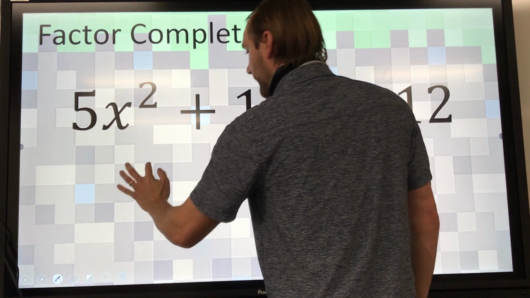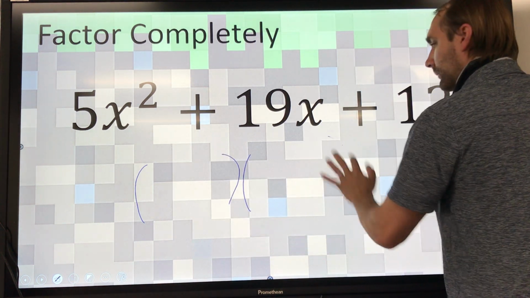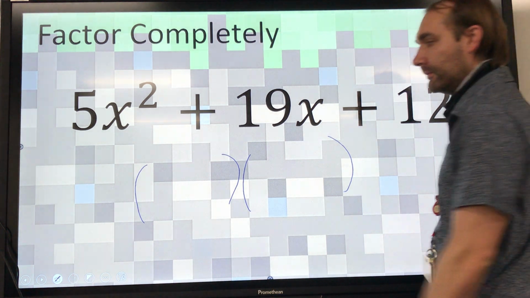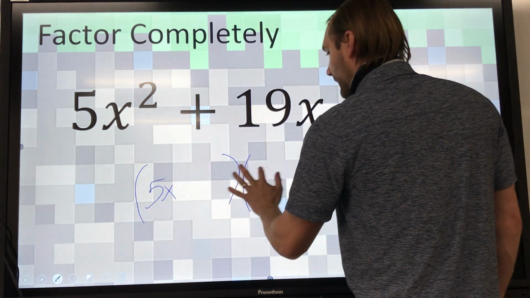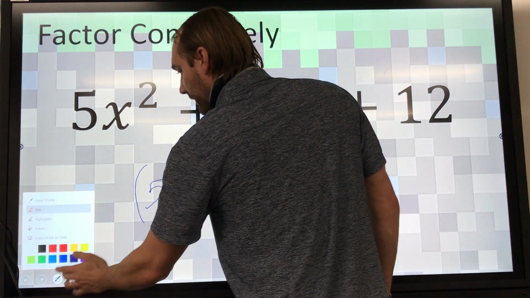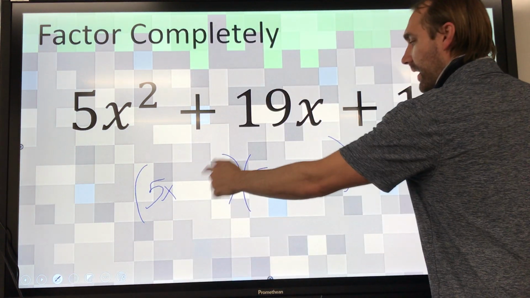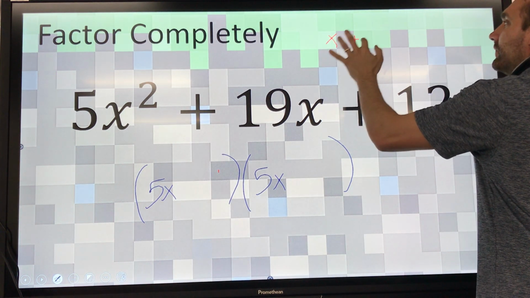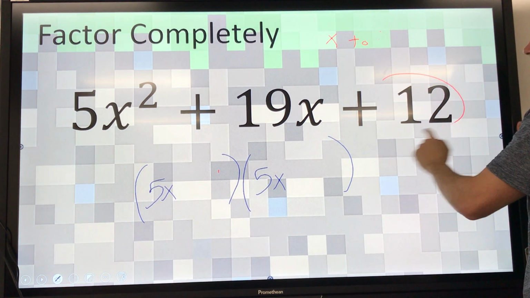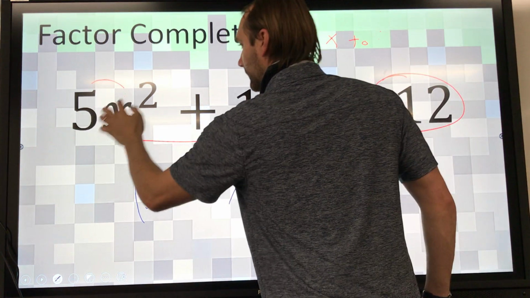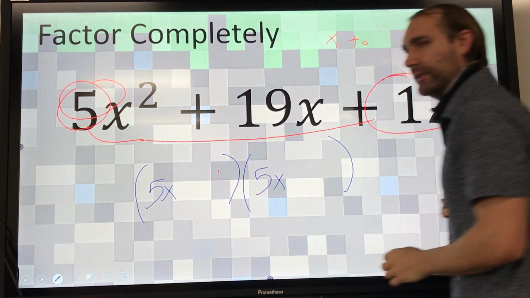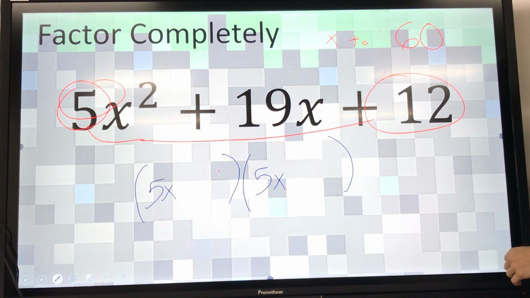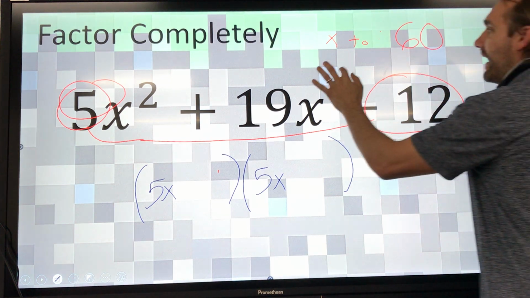So, again, I have parentheses. I'm writing what's in front of my square twice. So what am I writing? A 5x and a 5x. Now I need to add some numbers in here. So I need my multiplied to. So multiplied to number, which is going to be what? 12 times 5, which is 60. So I need two numbers that multiply to 60 and add to what?